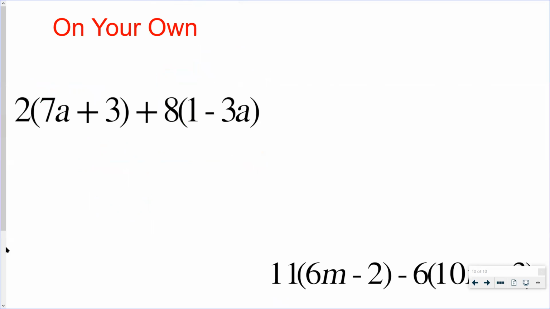Now we're going to try an on your own. We have 2 problems that I want you to try on your own. The first one, 2 times (7a plus 3) plus 8 times (1 minus 3a). And then we also have 11 times (6m minus 2) minus 6 times (10m minus 3). Remember, there's that minus with that 6. You've got to distribute that with it. So I want you to pause your video, and I want you to try these ones on your own.